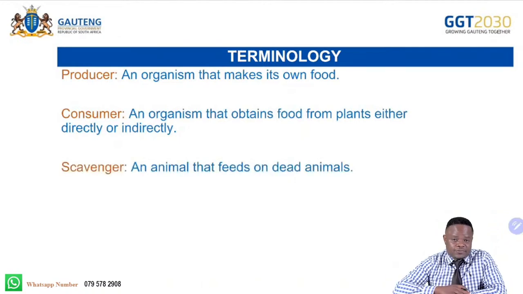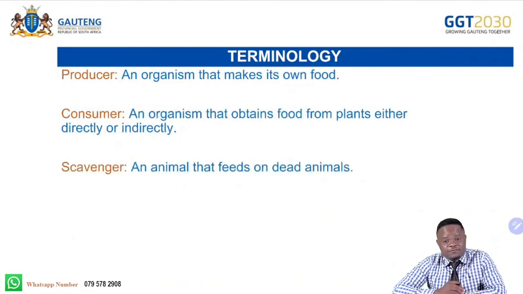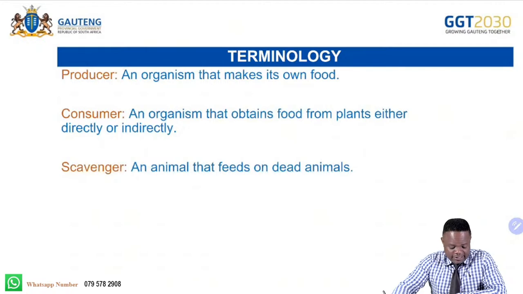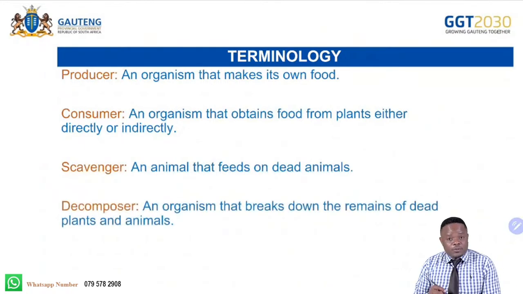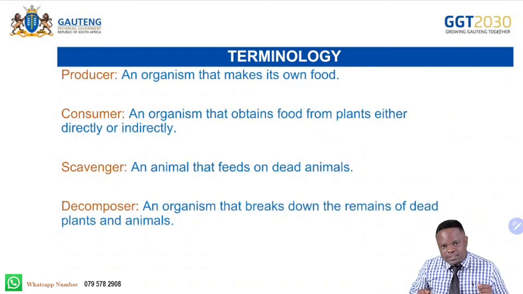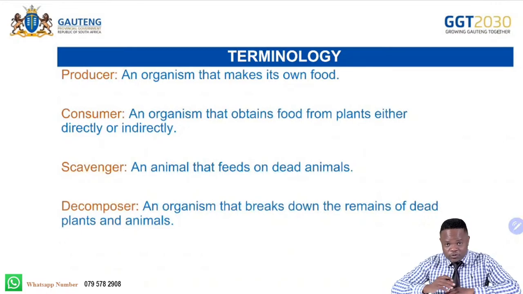And then we talk of scavengers, animals that feed on dead animals. I believe we have different examples of these animals that we know of. So these are called scavengers. And then we have decomposers, an organism that breaks down the remains of dead plants and animals. So these are the definitions that we want to look at. Again, I'm going to give you just a few more seconds to take down these four definitions. Still here, I'm not going anywhere.